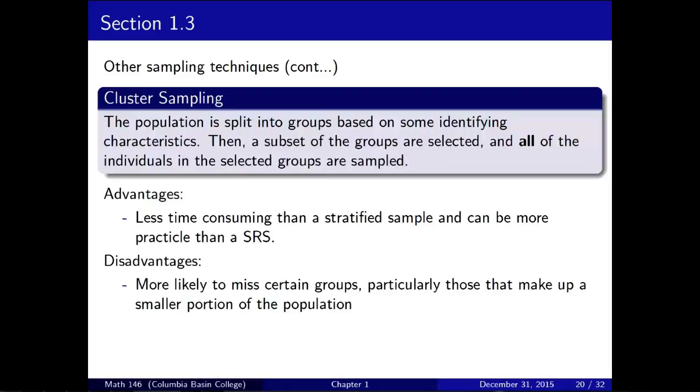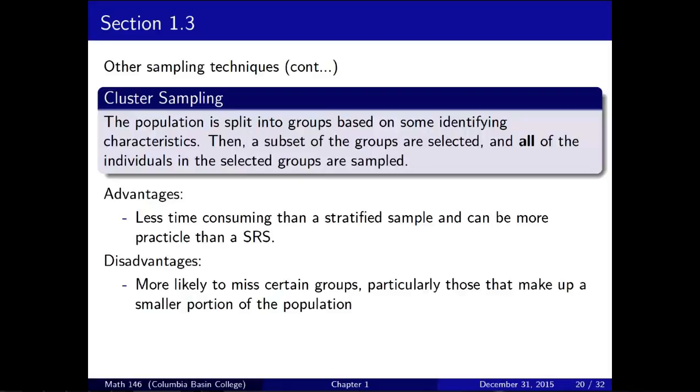Okay. Now, the advantage here is that it's going to be less time-consuming than stratified sampling. Okay. Because I just only have to go to one location and walk around and talk to as many people as I can. I don't have to go all over the city just trying to talk to a few people in each part of the city. The problem, though, is that you're more likely to miss certain groups, particularly groups that make up a really small portion of the population.